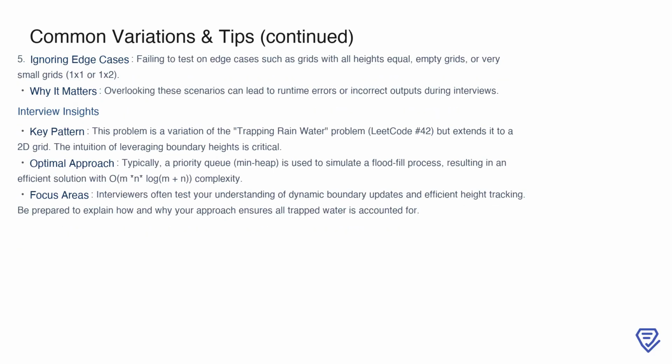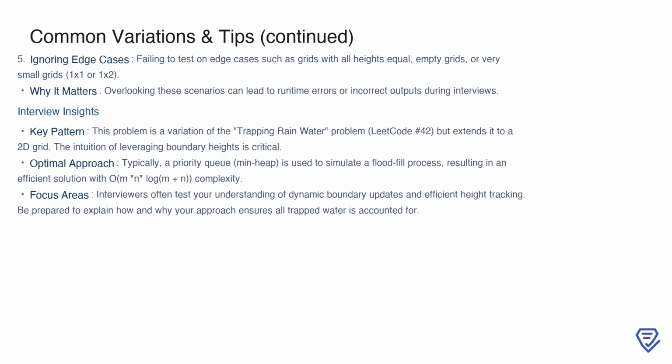Edge cases are another area where mistakes are often made. For example, grids with all heights equal, empty grids, or very small grids like 1 by 1 or 1 by 2 can behave differently and must be carefully tested. Ignoring these edge cases can lead to runtime errors or incorrect outputs, which can be especially problematic during an interview.